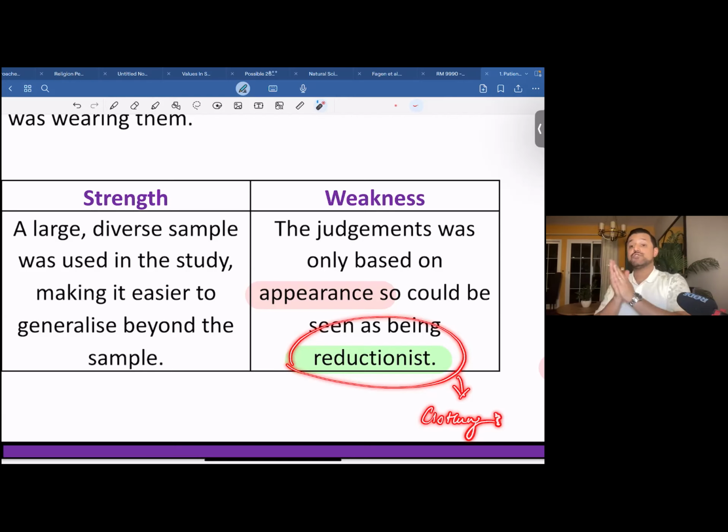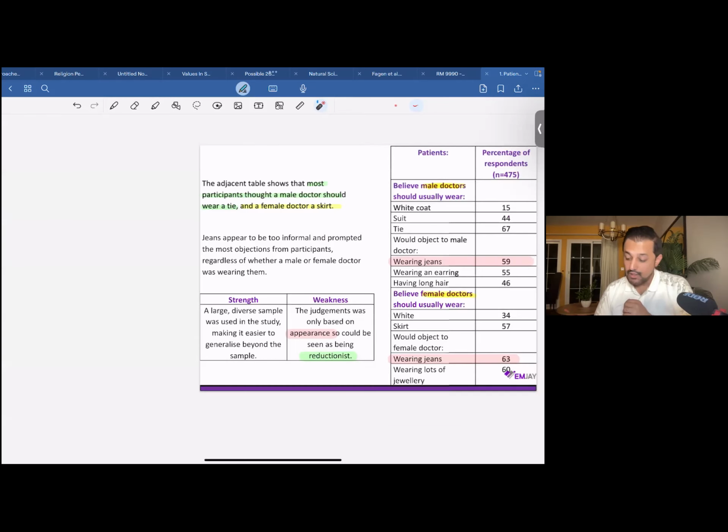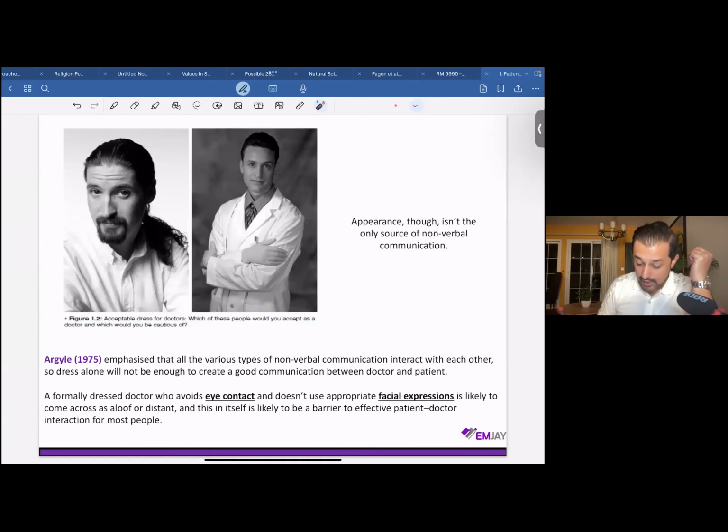So when McKinlay and Wang, or this particular research, just focuses on clothing, it could be seen as a reductionist approach, right? Now, taking this ahead, we just spoke about the study conducted by McKinlay and Wang. Again, let's have a look at Argyle. This would further support the point that I was just making on the last slide.